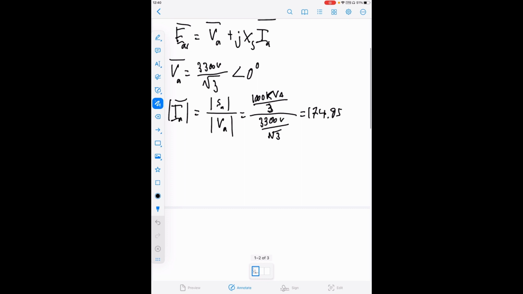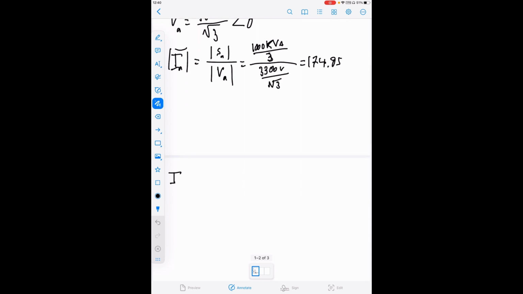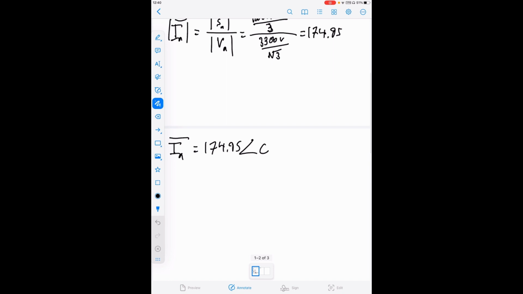And then to find the angle, we're going to use the power factor, where the angle is the inverse cosine of the power factor. So IA is going to be 174.95, angle 36.87 degrees. And because it's lagging, we know that this is going to be a negative angle.